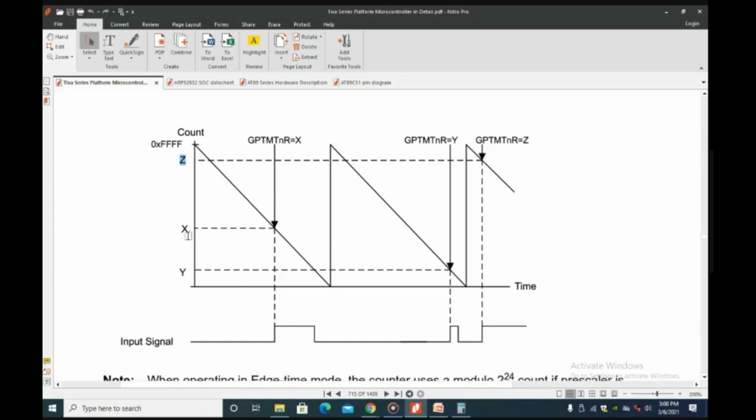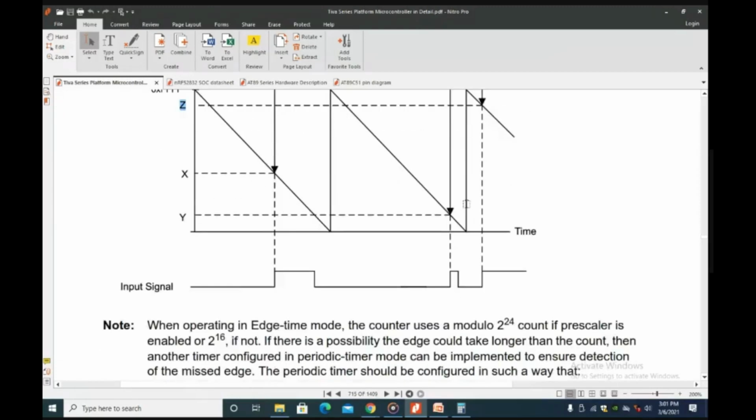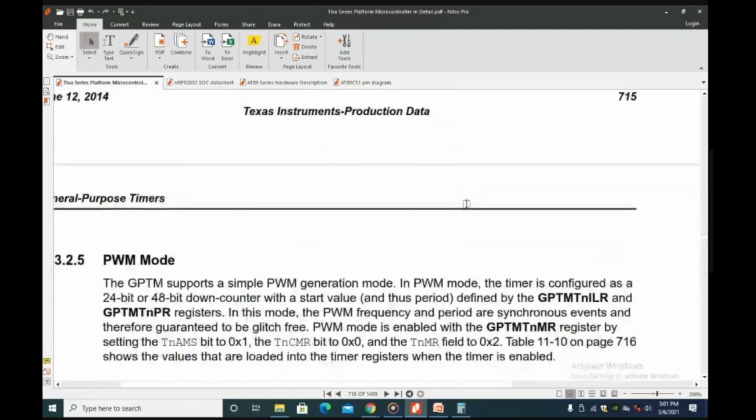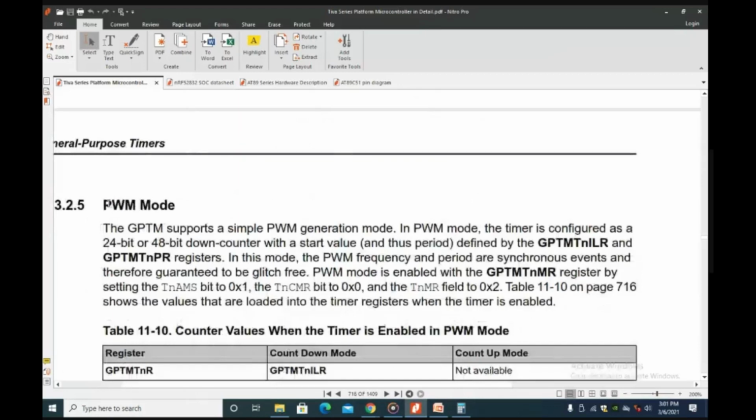So you are capturing the timer value during the rising edge and storing it in the capture register, which is the X value. You are capturing the timer value during the rising edge of the pin, which is stored as a Y value. You are capturing the timer value during the rising edge of the input pin, which is stored as Z. Something like that you need to understand. So beautiful, right?